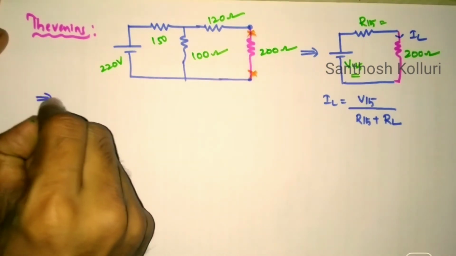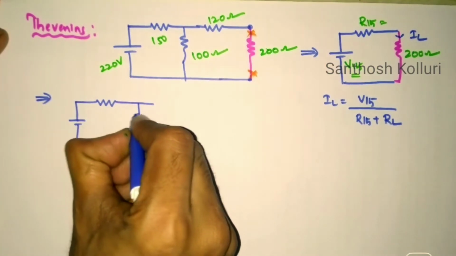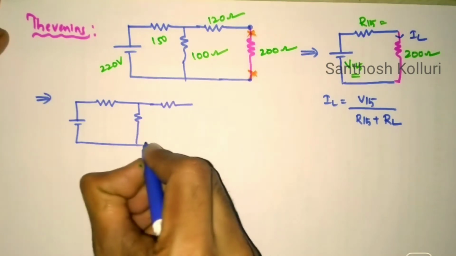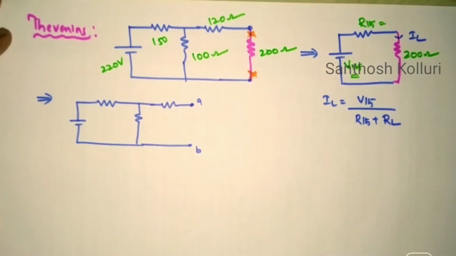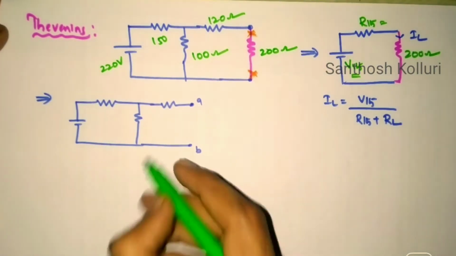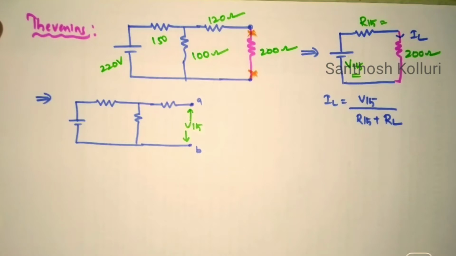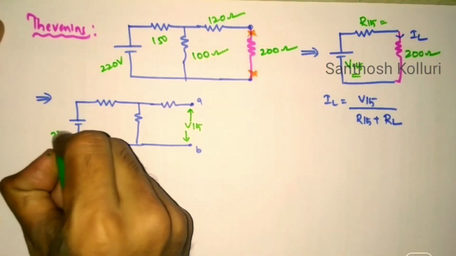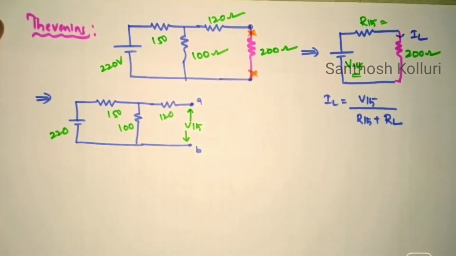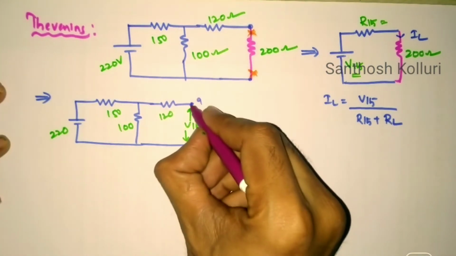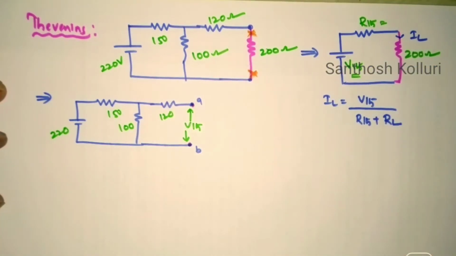So if I remove this load, then the circuit will become like this. So the open end terminals, terminals A and B, will be open like this. Now for this case we have to calculate the Thevenin's voltage. The voltage across the open end terminals is called your Thevenin's voltage. So these are the values 220, 150, 100 and 120. Where we are opening the load, across those points only the voltage appears. That voltage is called Thevenin's voltage.